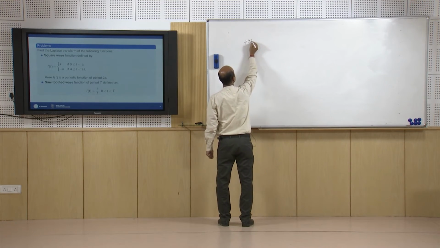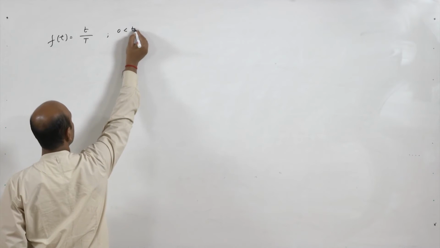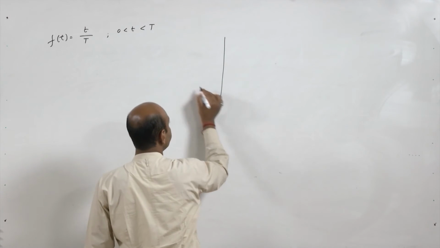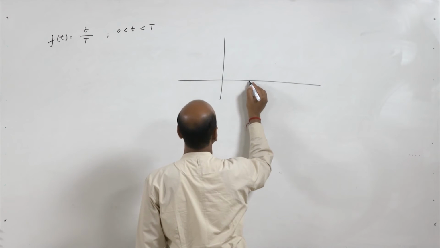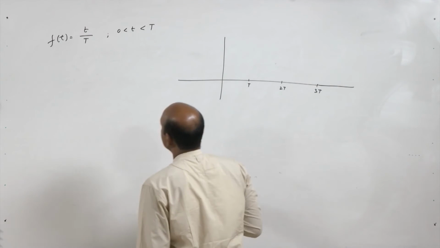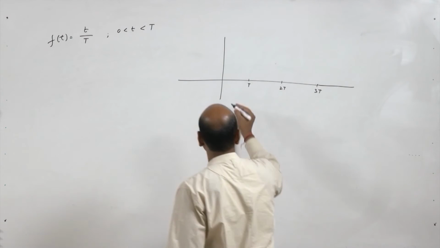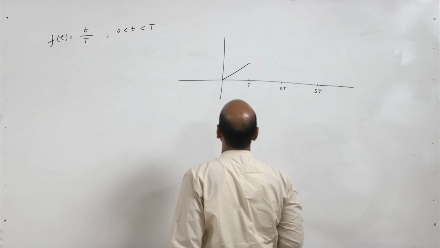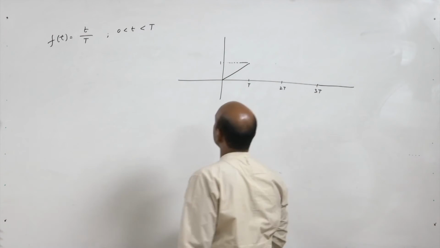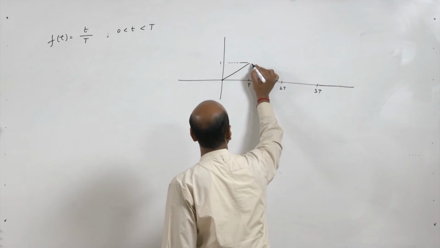It is f(t) equals t upon capital T when t varies from 0 to T. Okay. And the period is capital T. So, it is T, it is 2T, it is 3T and so on. From 0 to T, it is t upon capital T. It is something like a straight line passing through the origin. When t is capital T, it is 1. So, this value is 1 basically. And when t is 0, it is 0. Okay. So, we have a hollow here.